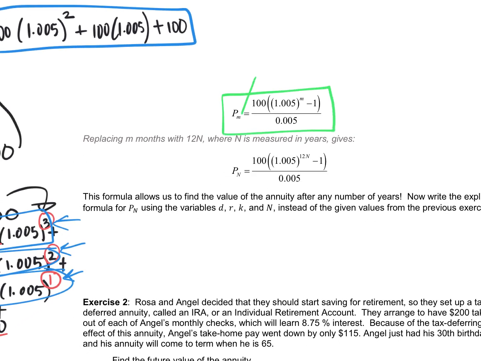Now remember, M was the number of months that we were actually making these deposits. And so if we replace that with 12N, where 12 is the number of deposits per year, like how we're talking about monthly, we could rewrite the statement in this way.